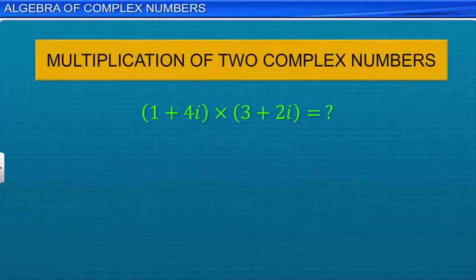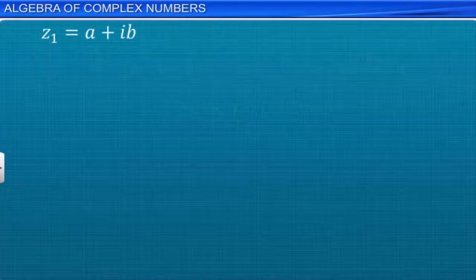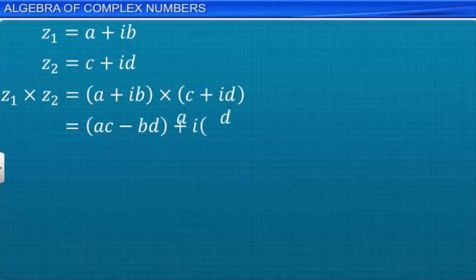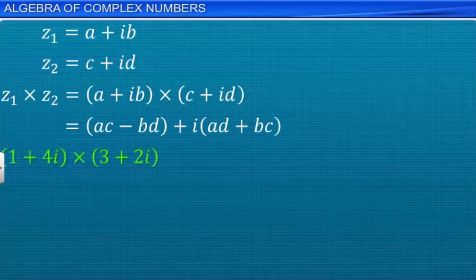Next, we'll multiply two complex numbers. Consider two complex numbers, z1 and z2. The product of the complex numbers z1 z2 is equal to ac minus bd plus i multiplied by ad plus bc. Let's look at an example. Here we'll multiply 1 plus 4i by 3 plus 2i.